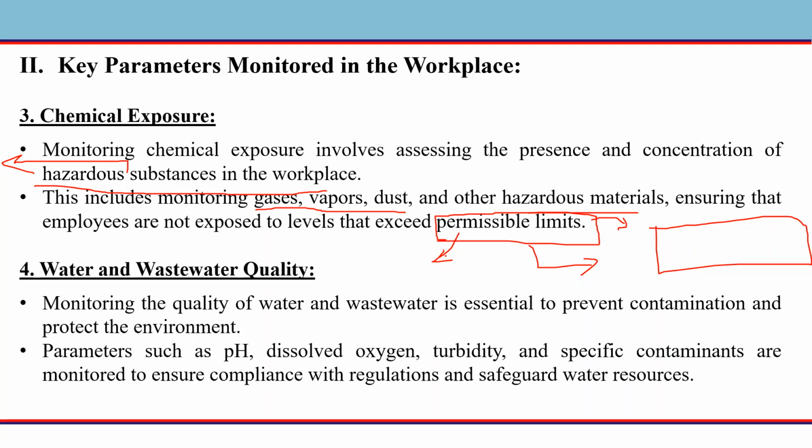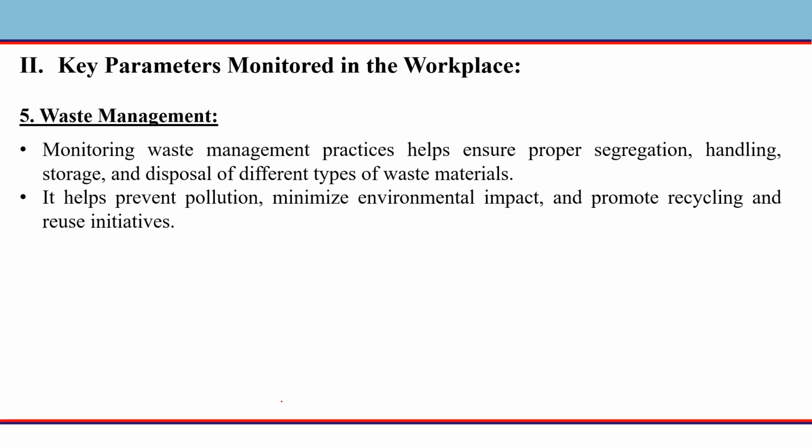Water and wastewater quality. Okay, so monitoring the quality of water as well as the wastewater is essential to prevent contamination and protect the environment. Parameters such as pH, dissolved oxygen, turbidity, and specific contaminants are monitored to ensure compliance with regulations and safeguard water resources. Okay, so then we have waste management.